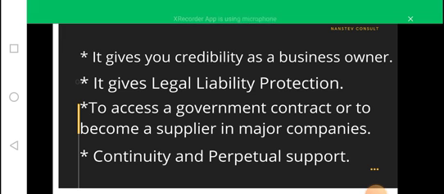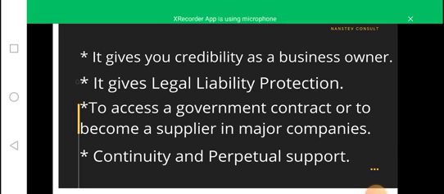Another importance of CAC registration is that there is room for continuity and perpetual support. It gives your business continuity, meaning that your business can outlive you. Your business does not fall only for you alone. That is, if you are no more, your business should be able to stand on its own and outlive you. Your children can benefit from the business. So this is the reason you should register your business with the Corporate Affairs Commission.